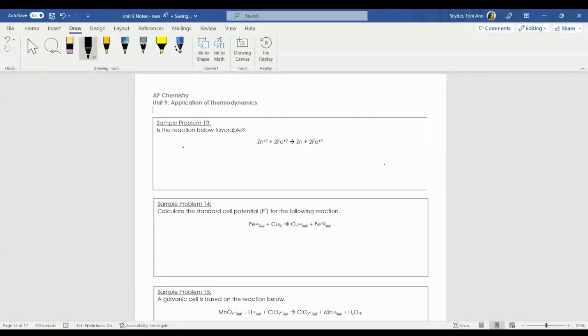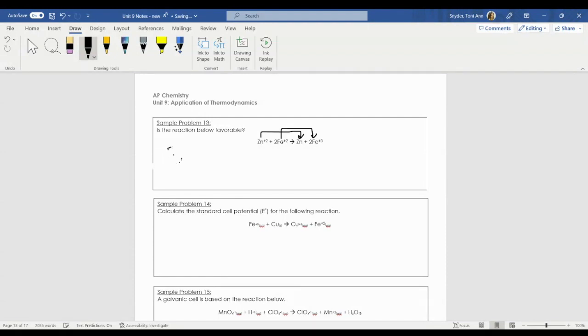I will email this to you too if you have it. But you can look up these standard reduction potentials. And we can look up what the reduction potential is in this case from zinc plus 2 to zinc, and what the reduction potential is going from iron plus 2 to iron plus 3, the opposite. And if we look on that chart, here's what we'll see.